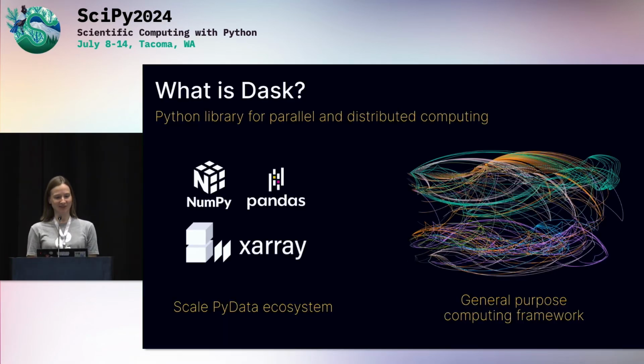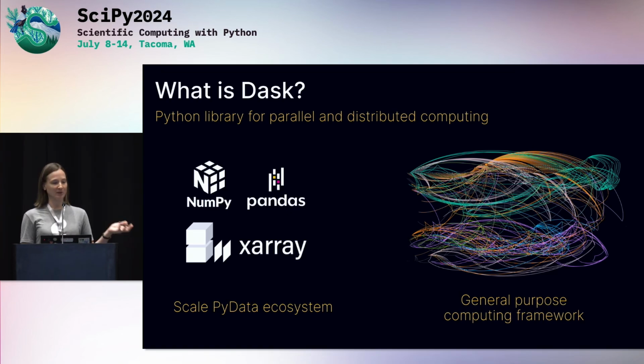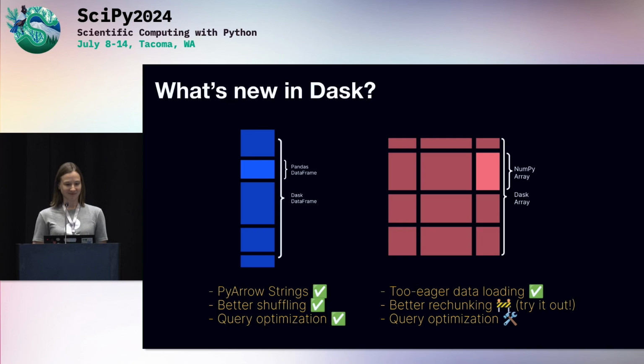Hey everyone. So for those who are not familiar with Dask, it is a Python library for parallel and distributed computing. It scales the PyData ecosystem, so tools you're familiar with like NumPy, Pandas, Xarray, scikit-learn, but it's also a general purpose computing framework. It's easy to use and used by a lot of institutions and orgs. So what's new in Dask?